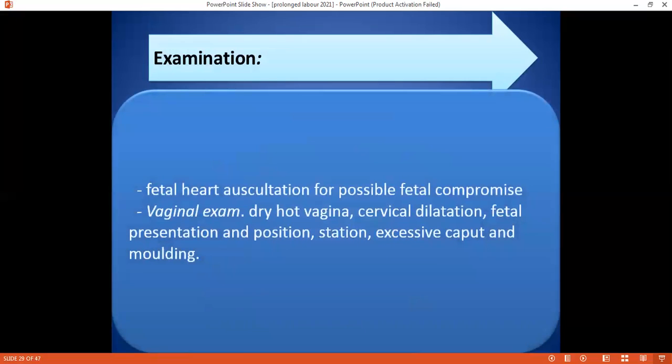Again, by examination, fetal heart auscultation: you should auscultate during and for 1 minute after the end of contractions to detect late deceleration, which is important and indicates fetal hypoxia. Vaginal examination: look for dry hot vagina, cervical dilatation, the presentation and the position, the station, whether the head is high, whether it is engaged and progressing downward, and excessive caput and molding indicating obstructed labor.